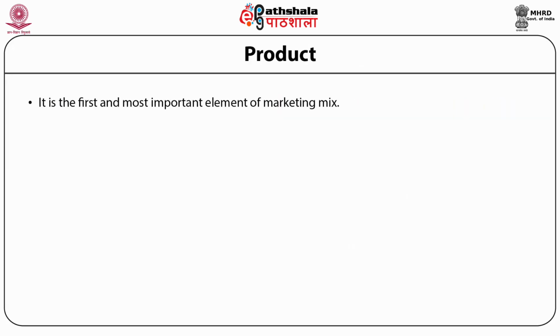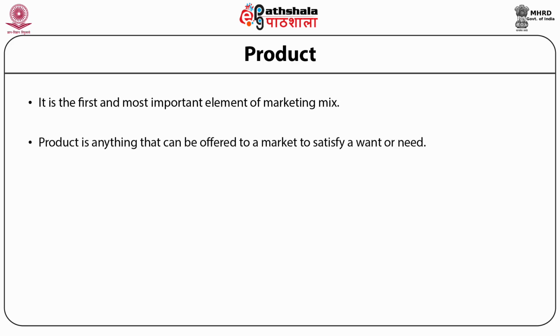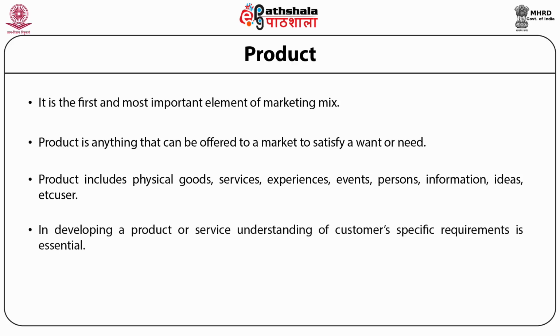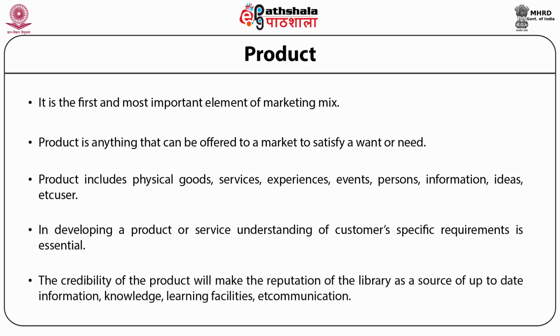model. Product is the first and most important element of the marketing mix. Product is anything that can be offered to a market to satisfy a want or a need. Product includes physical goods, services, experiences, events, persons, information, ideas, and so on. In developing a product or service, understanding of customers' specific requirements is very essential. The credibility of the product will make the reputation of the library as a source of up-to-date information, knowledge, learning facilities, etc.